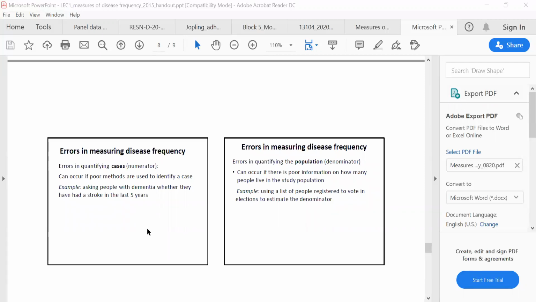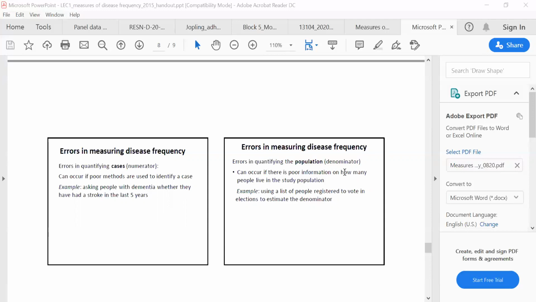What are some of the common errors which happen when you are measuring disease frequency? One, you can have errors in cases, which is your numerator. Usually, remember, as I highlighted from the start, it is very important to have a clear case definition. If you don't have a clear case definition, then you end up having an error in quantifying your cases, and this will give you a wrong measure of frequency. So it is important to have a clear case definition.